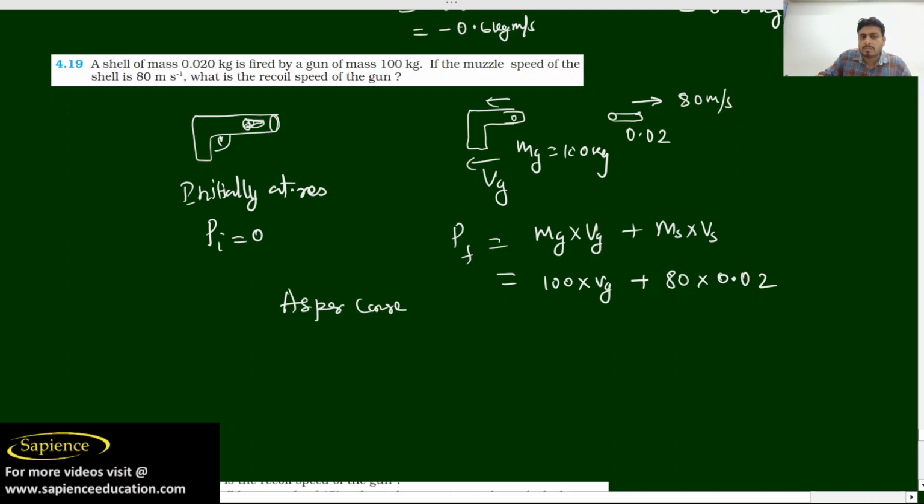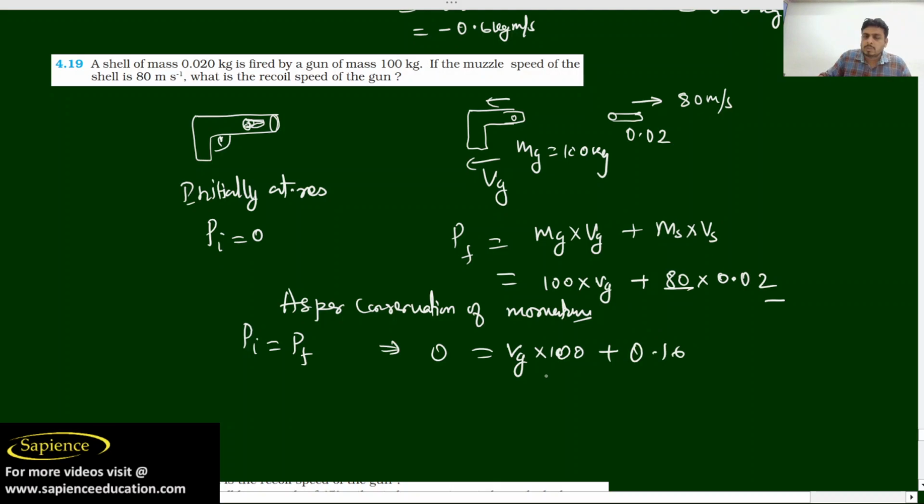As per conservation of momentum, what can we write? Initial momentum will be equal to final momentum. Here the initial momentum is 0, so the final momentum should also be 0. That means we can write 0 is equal to Vg into 100 plus 80 into 0.02, so this will be 0.16.